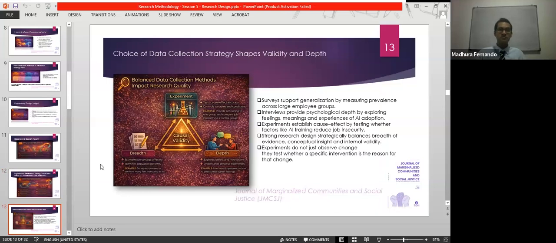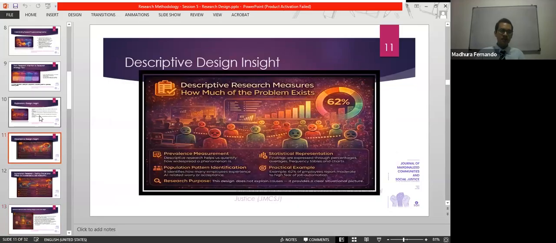And this is the next slide. Choice of data collection strategy shapes validity and depth. You can see a triangle here, right? When you are conducting research, you have to balance the breadth and the depth. Now, I'll explain what breadth and depth are. Breadth means, as in the previous slide, prevalence measurement: how common this fear occurs, how far it is spread, right?